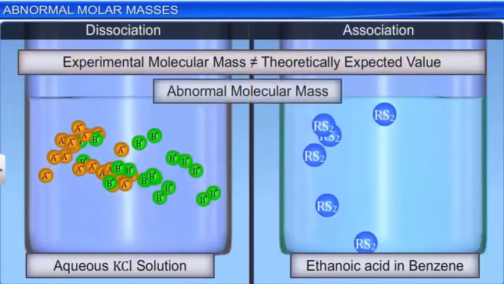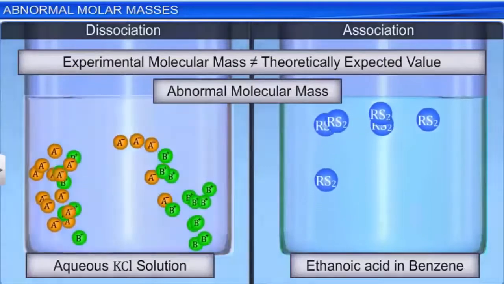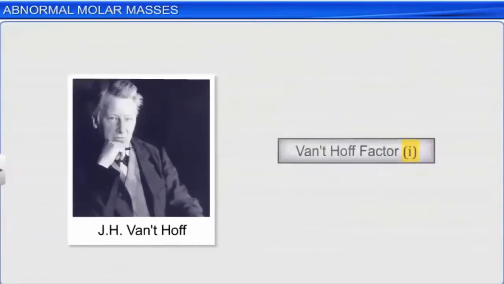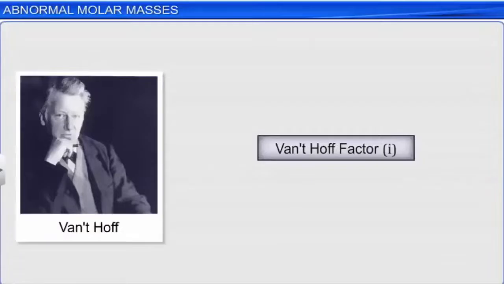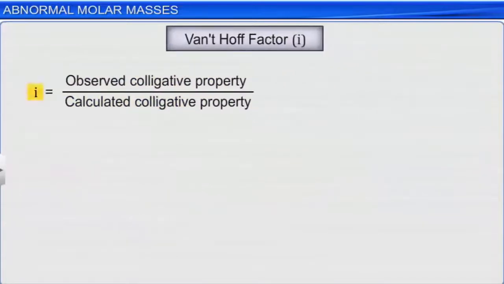In order to account for all such abnormalities, Dutch chemist J. H. van 't Hoff, in the year 1880, introduced a factor i, known as van 't Hoff's factor, which represents the extent of association or dissociation of a solute. Quantitatively, van 't Hoff's factor i is defined as the ratio of the observed colligative property to the calculated colligative property. Thus, the expression for i can be written as i equal to the observed colligative property divided by the calculated colligative property.